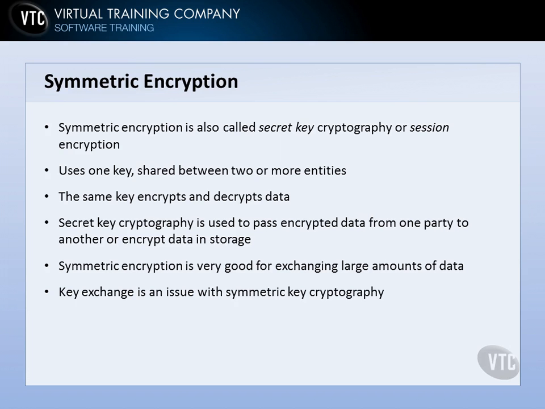Now, secret key cryptography is used to pass encrypted data in transit, like being transmitted and received over the network from one party to another, or to encrypt data in storage. In other words, data that resides on a file system, for example. So you could use it either way. Now, symmetric encryption is really good for exchanging large amounts of data, in other words, bulk data. It can handle large files very well.